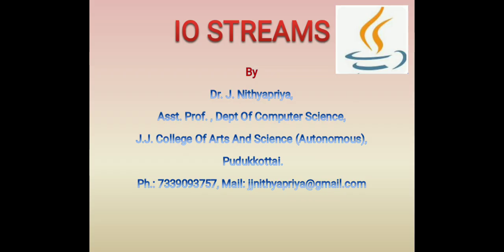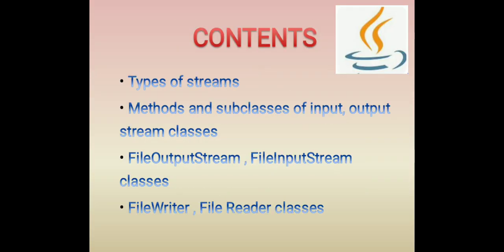Even in this video, we're going to see about IOstreams of Java. We are going to see about the types of streams and the methods and subclasses of the input-output stream classes, and two main combinations of classes we are going to see. The first one is file output stream, file input stream classes. And the second combination is file writer and file reader classes.